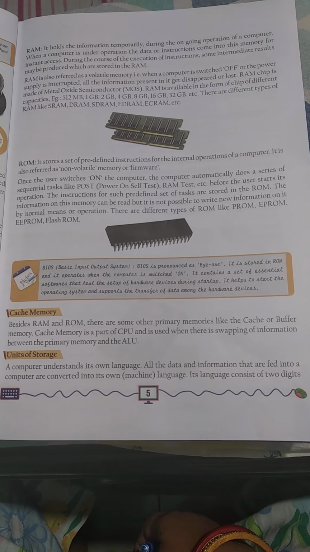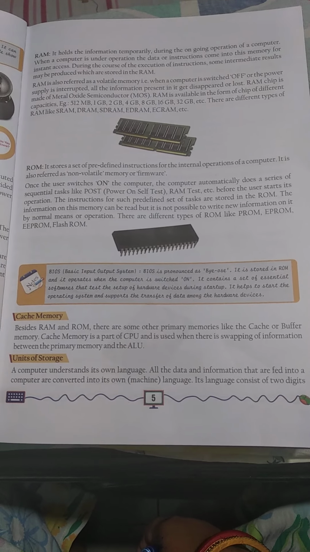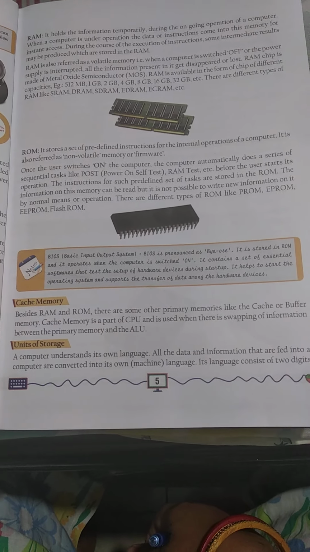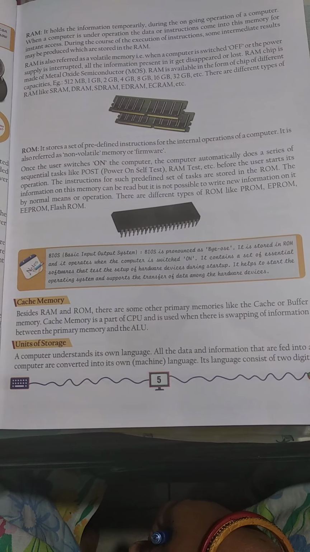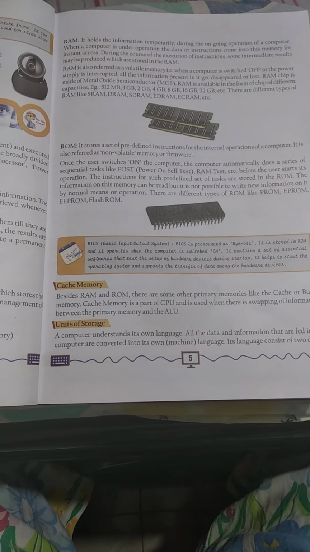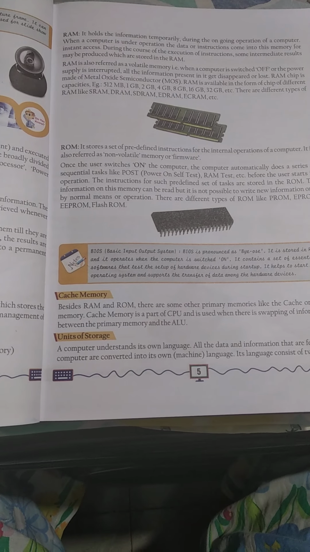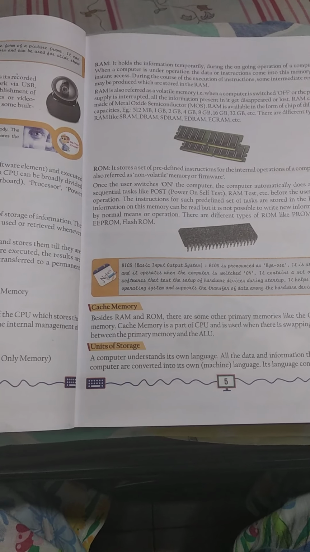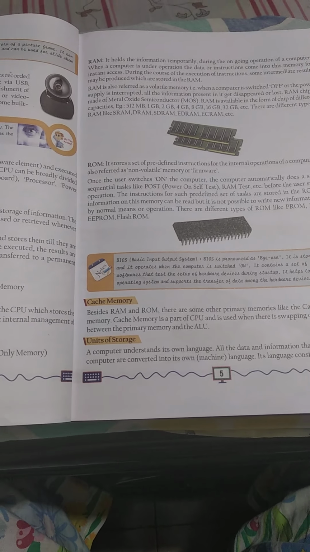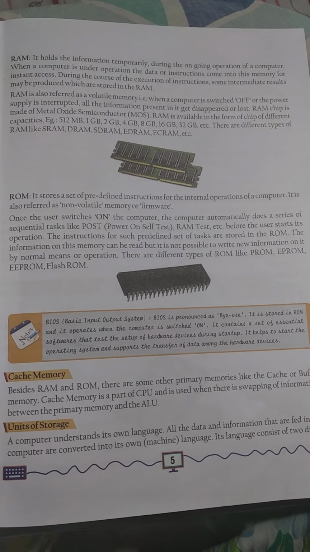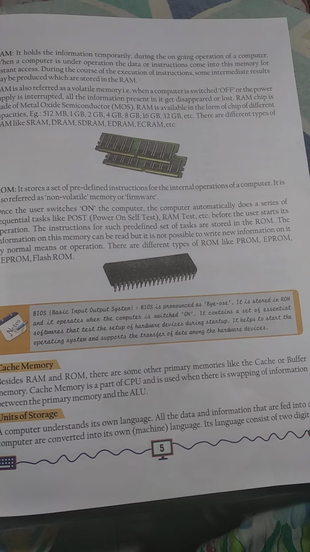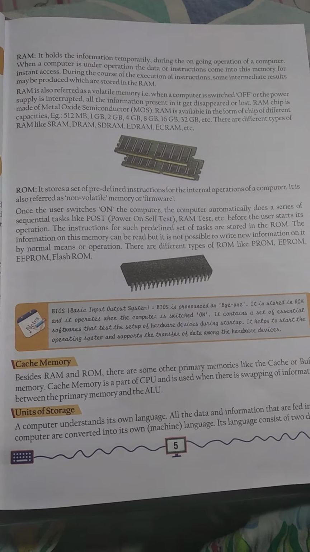Once the user switches on the computer, it automatically does a series of sequence tasks like POST, power on self-test. Now what is this power on self-test? The computer system, when switched on, checks all its parts, all its input devices, output devices. It checks whether all the system is working properly or not. That is the RAM test before the user starts its operation.